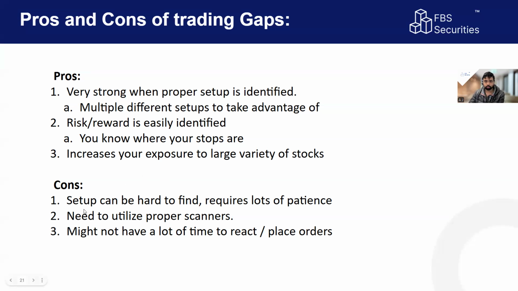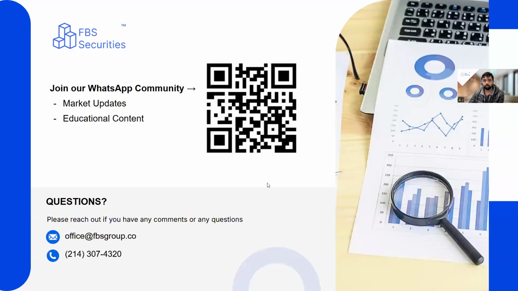Now, the cons are that the setups can be very hard to find. It does require a lot of patience. You don't want to force any of these trades. And of course, you need to utilize the proper scanners. Some issues that I've also run into are that you might not have a lot of time to react right at the open. If the momentum is really strong, the stock can just take off and you won't have any time to place any orders, which has happened a couple of times, but that's just one of the cons.